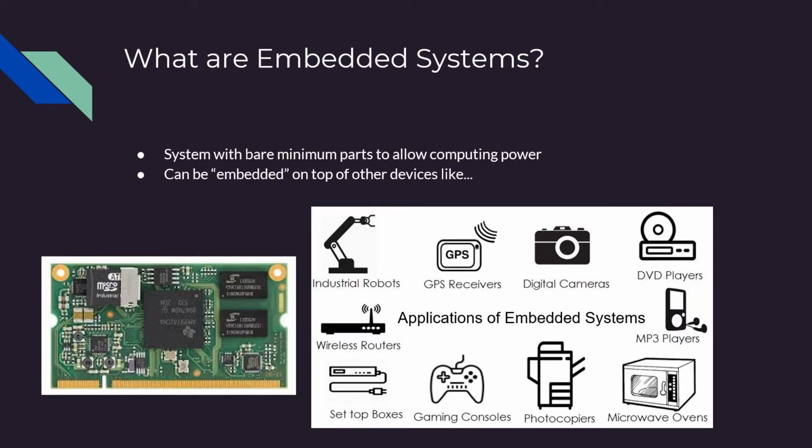Next, we'll talk about embedded systems. It is a system with bare minimum parts to allow computing power. So it has parts like a computer processor and computer memory. On the left, we can see an example of how an embedded system looks. They're powerful because they're sort of a generalized version of computers and more lightweight. As a result, they're mostly used on top of existing devices, and specifically, they're embedded on top of devices like industrial robots, GPS receivers, and so on to make these devices smarter and more powerful.